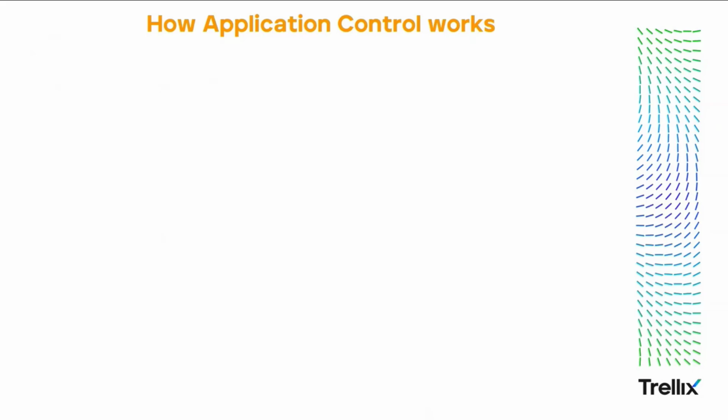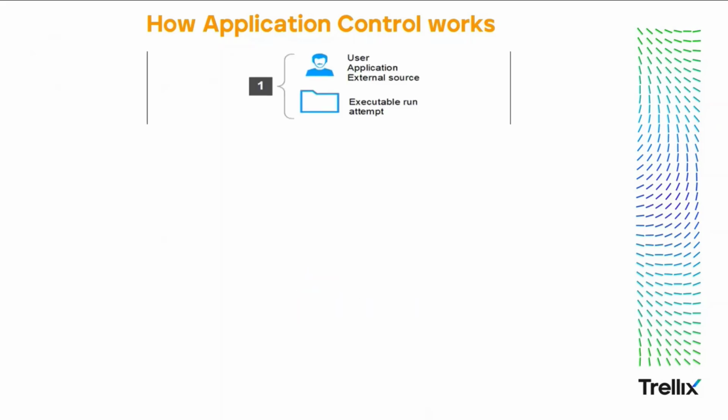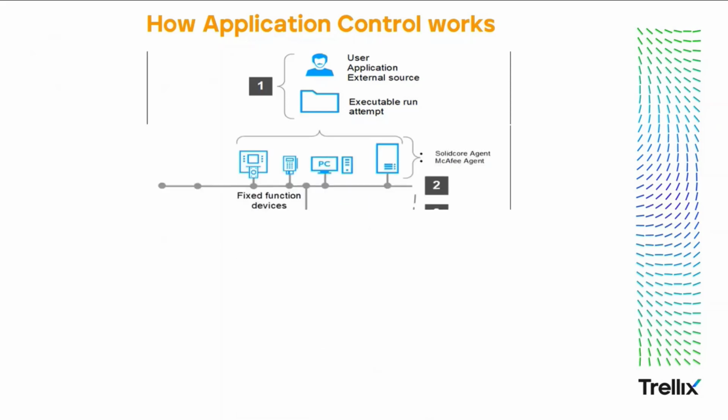Let me show you this in a diagram on how application control works. As you can see in the diagram, the first step, a user or application tries to execute a file where application control and our Trellix agent are installed. Solidcore agent and Trellix agent are installed on a managed endpoint. When a user or an application tries to execute a file, the Trellix agent registers the attempt and sends that event to ePO.